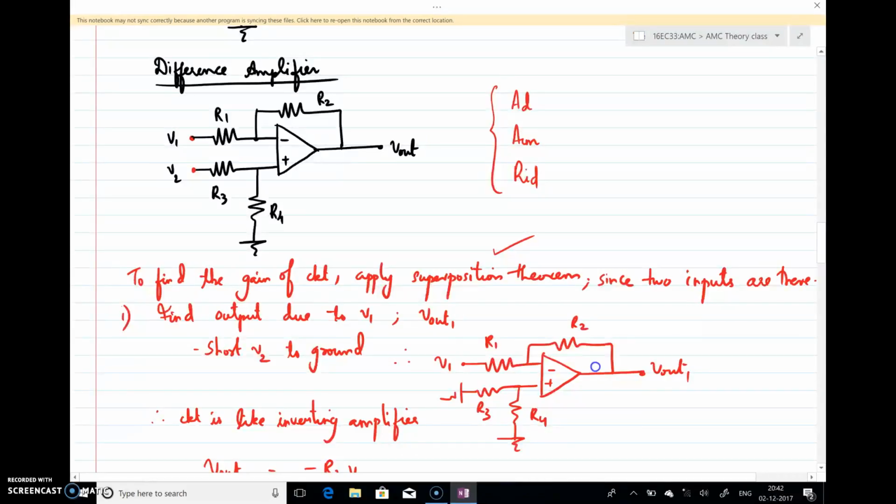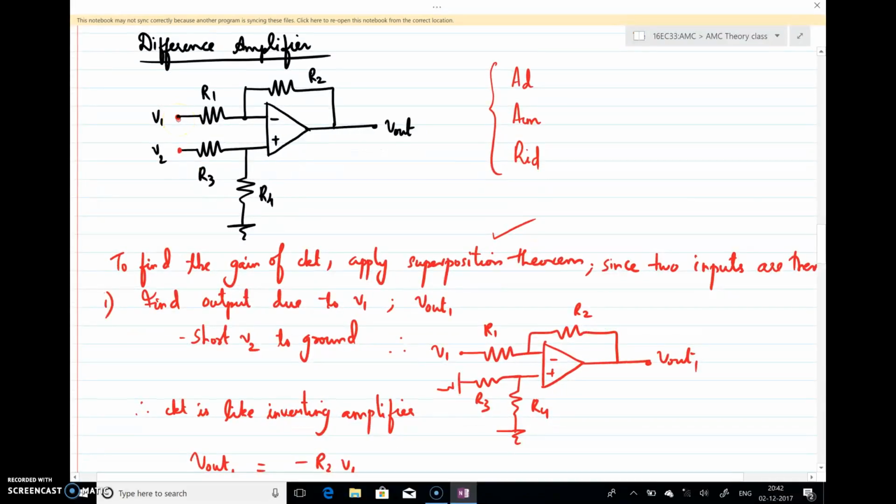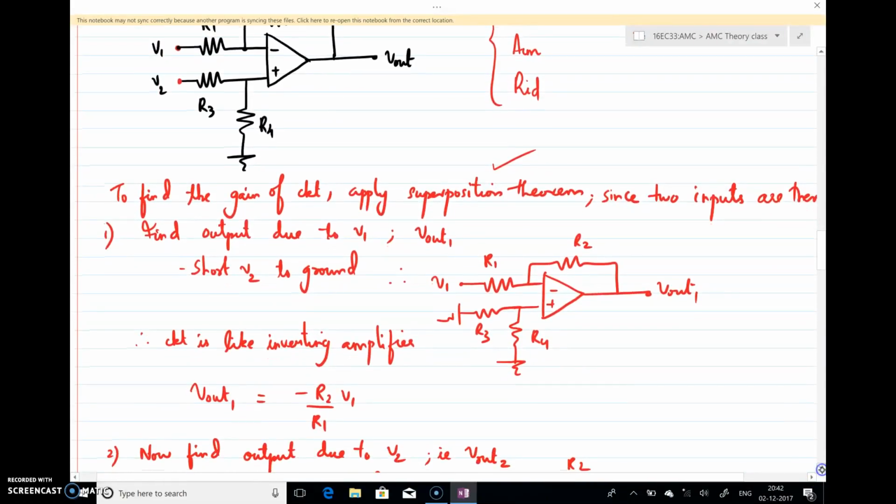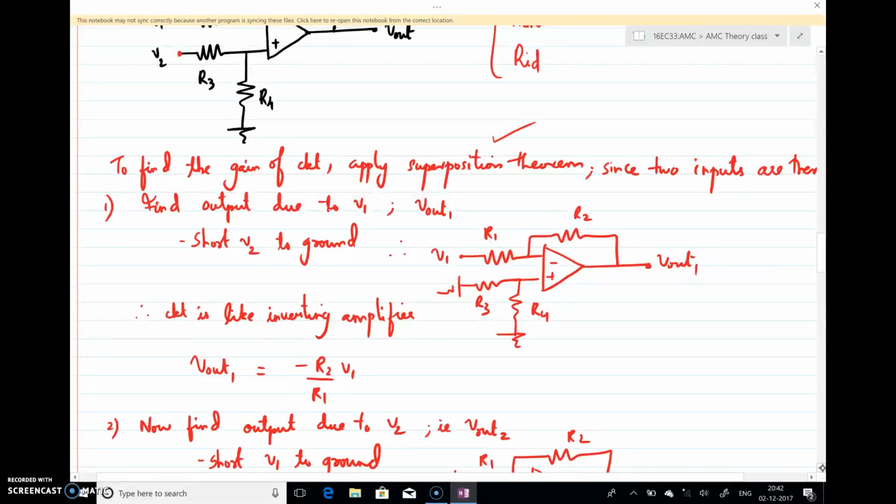First we'll find the output due to the input V1. So I'll short V2. That is what I have done here. V2 is shorted to ground. Now R3 and R4 are two resistors connected in parallel, and as there is no current flow there, the potential is 0. So the circuit resembles an inverting amplifier. I can write Vout1, the output due to input V1, as minus R2 by R1 into V1.